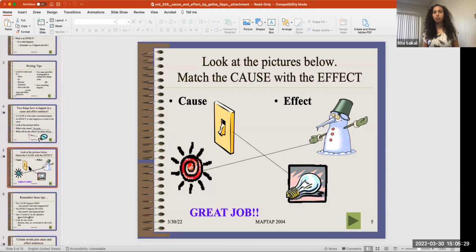What's the cause of the light bulb turning on? The switch. Okay, so what happens when we hit the switch? Turn the light on or turn it off, right? What happens when the sun is there? It melts the snowman, right? Or the snowman melts as a result of the sun, right? Okay, so the cause is the sun, the effect is the melting. The cause is the switch, and the effect is the light bulb turning on or off.